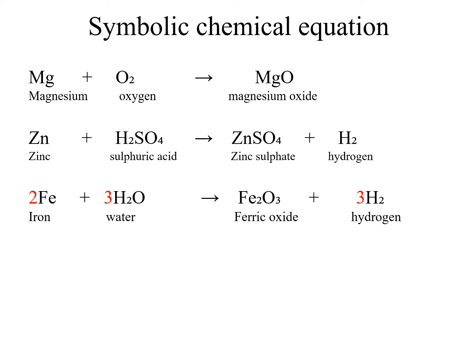In the second equation, you see Zn reacts with H2SO4 giving ZnSO4 plus H2, where Zn is the formula for zinc, H2SO4 is the formula for sulfuric acid, ZnSO4 is the formula for zinc sulfate, while H2 is the formula for hydrogen. In case of the third equation, you see iron reacts with water to give ferric oxide plus hydrogen. You can see the respective formulas of the reactants and the products written.